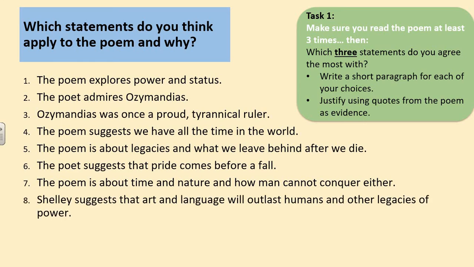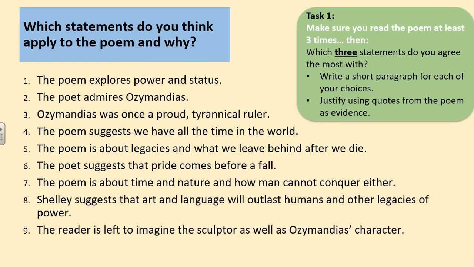Does Shelley suggest that art and language will outlast humans and other legacies of power? So are there any clues in there that maybe art and language or words are the only things that have remained over a legacy of power? And is the reader left to imagine the sculptor as well as Ozymandias' character? So does it tell us much about the sculptor? Or do we need to construct in our own minds, from what we've learnt from the poem, who this sculptor might have been, and why he was chosen to create a sculpture?